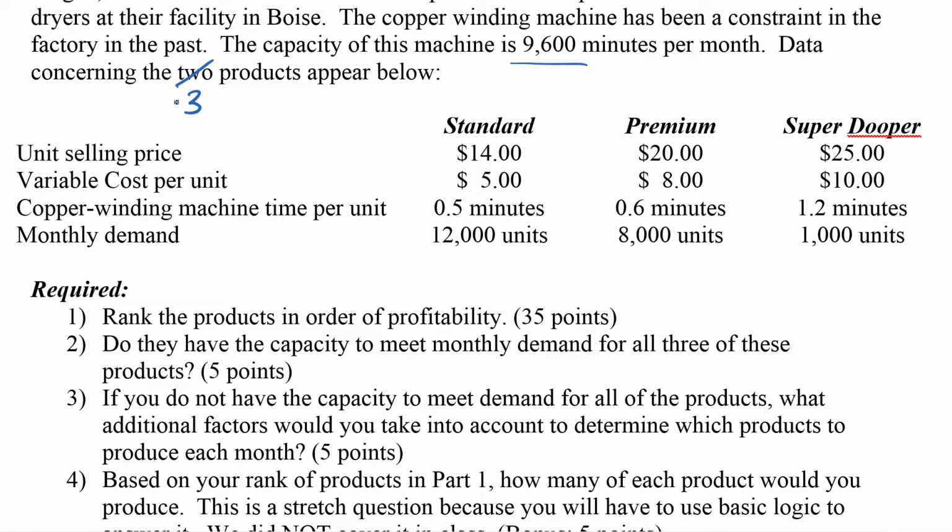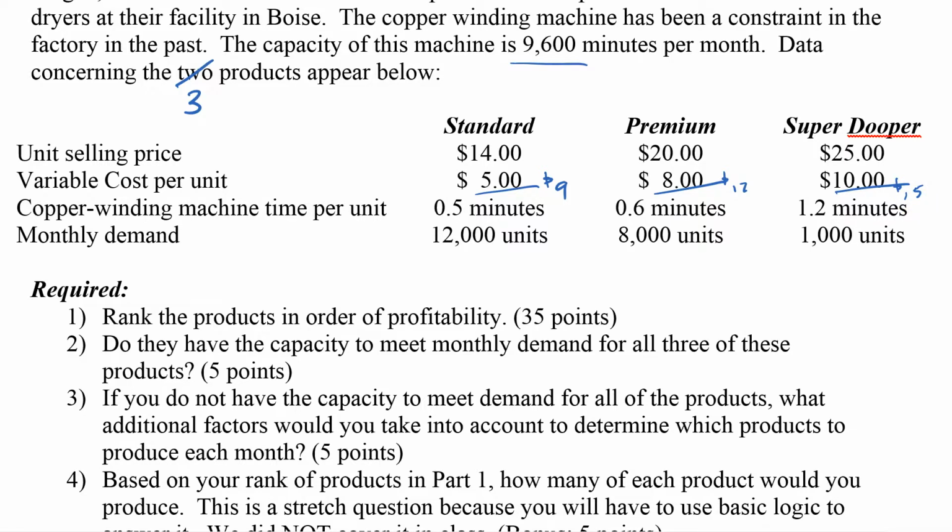It's easy to look at this and say, well, what's the contribution margin? I mean, that's the easiest thing to figure out, right? The contribution margin for this is $9. The contribution margin for this is $12. The contribution margin for this one is $15. We can also figure out the contribution margin ratio to see which one of these is the most profitable.